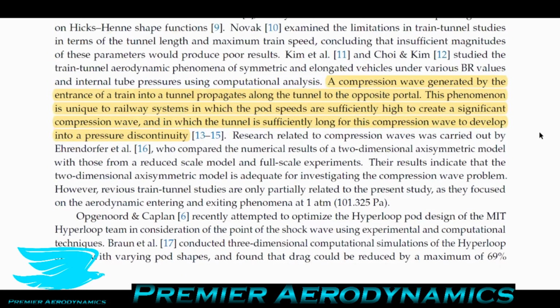A compression wave generated by the entrance of a train into a tunnel propagates along the tunnel to the opposite portal. This phenomenon is unique to railway systems in which the pod speeds are sufficiently high to create a significant compression wave, and in which the tunnel is sufficiently long for this compression wave to develop into a pressure discontinuity. So that's pretty cool. This pressure wave travels down the tunnel and forms a pressure discontinuity. So that means you have a disconnect between the pressure ahead of the wave compared to behind the wave, because the wave is obviously compressing the flow.